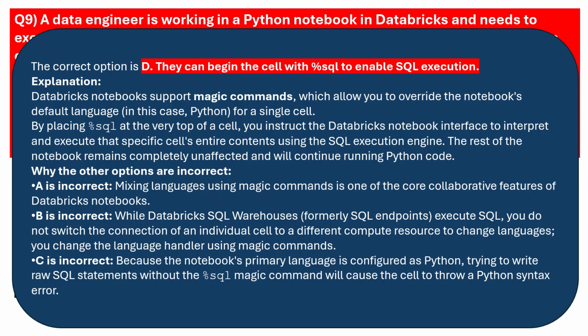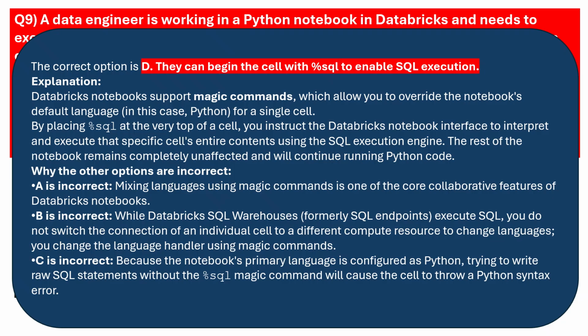Explanation: Databricks notebooks support magic commands, which allow you to override the notebook's default language, in this case Python, for a single cell. By placing %SQL at the very top of the cell, you instruct the Databricks notebook interface to interpret and execute that specific cell's entire contents using the SQL execution engine. The rest of the notebook remains completely unaffected and will continue running Python code.